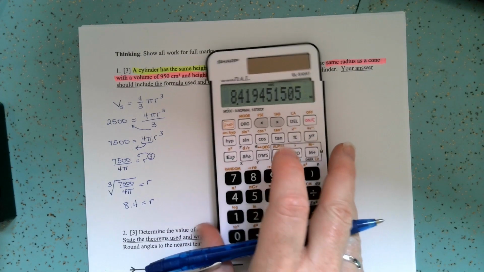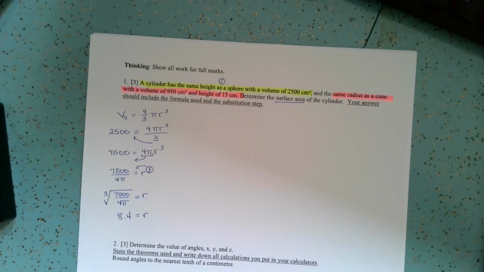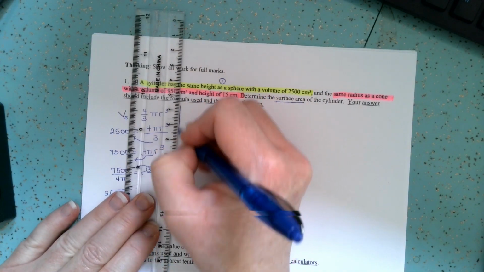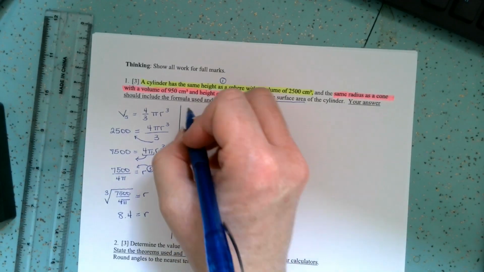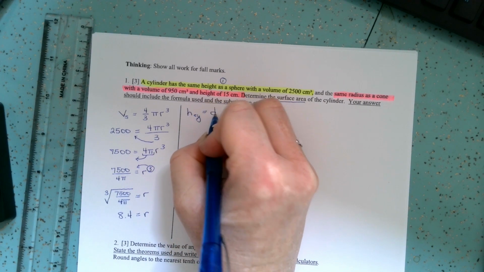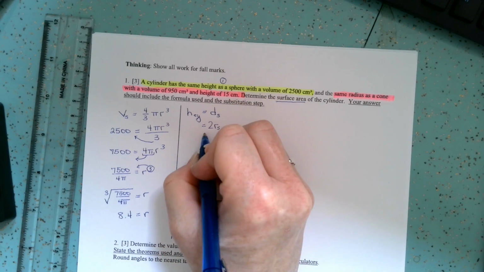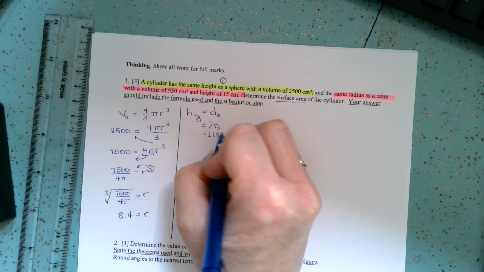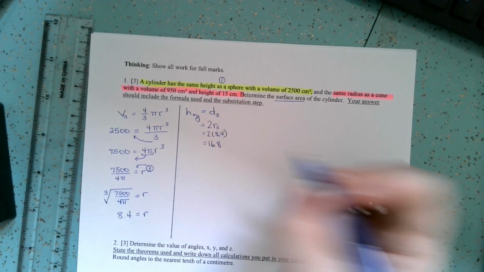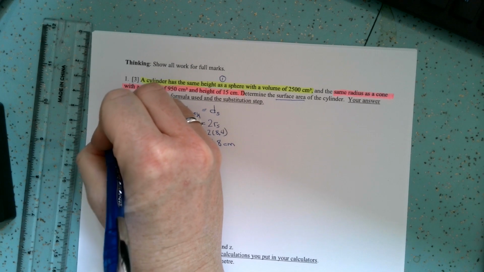Well, the height of the cylinder is the diameter of the sphere. So I know from there that the height of the cylinder is going to equal the diameter of the sphere, which is going to equal 2 times the radius of the sphere, which is going to equal 2 times 8.4, or 16.8 centimeters. So that was step 1.